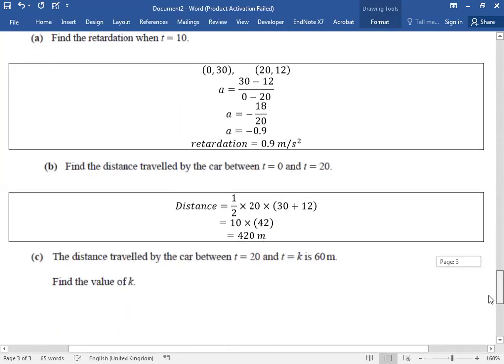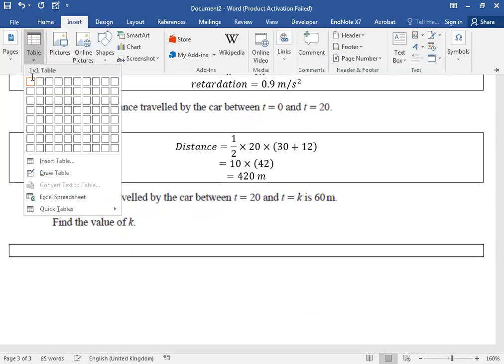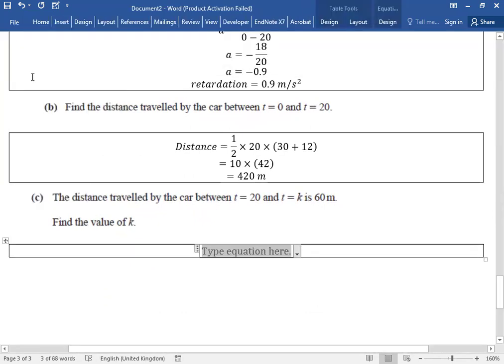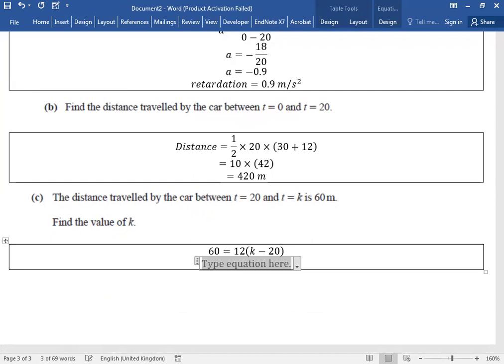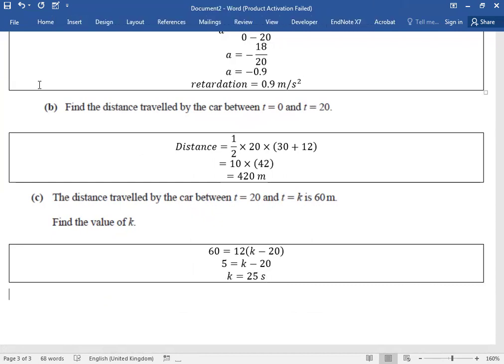So if I were to find the distance, how will I find it? I'll say the total distance is 60 is 12 into K minus 20. 12 उधर आके divide हुआ. So the value of K is 5. Is this clear?